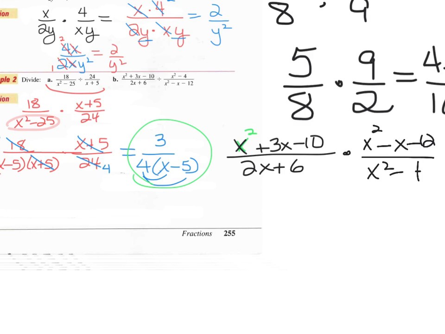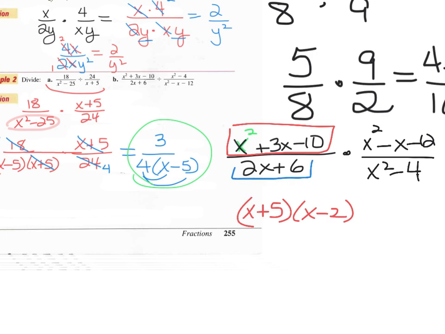And now I need to factor all 4 pieces, the 2 numerators and the 2 denominators. So this top one, I'm looking for factors of -10 that give me positive 3, and that will be x plus 5 and x minus 2. The denominator here, it's not a trinomial. I can pull a greatest common factor out of 2. So 2, and I'm left with x plus 3.